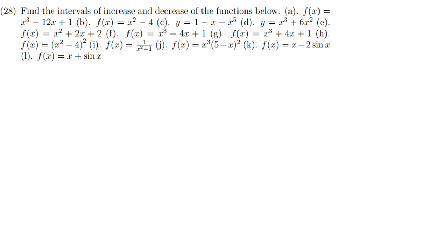Welcome to today's tutorial. We're going to be discussing increasing and decreasing functions using calculus. How can you know that this function is increasing at this point or it's decreasing at this point? So we're going to look at this question.